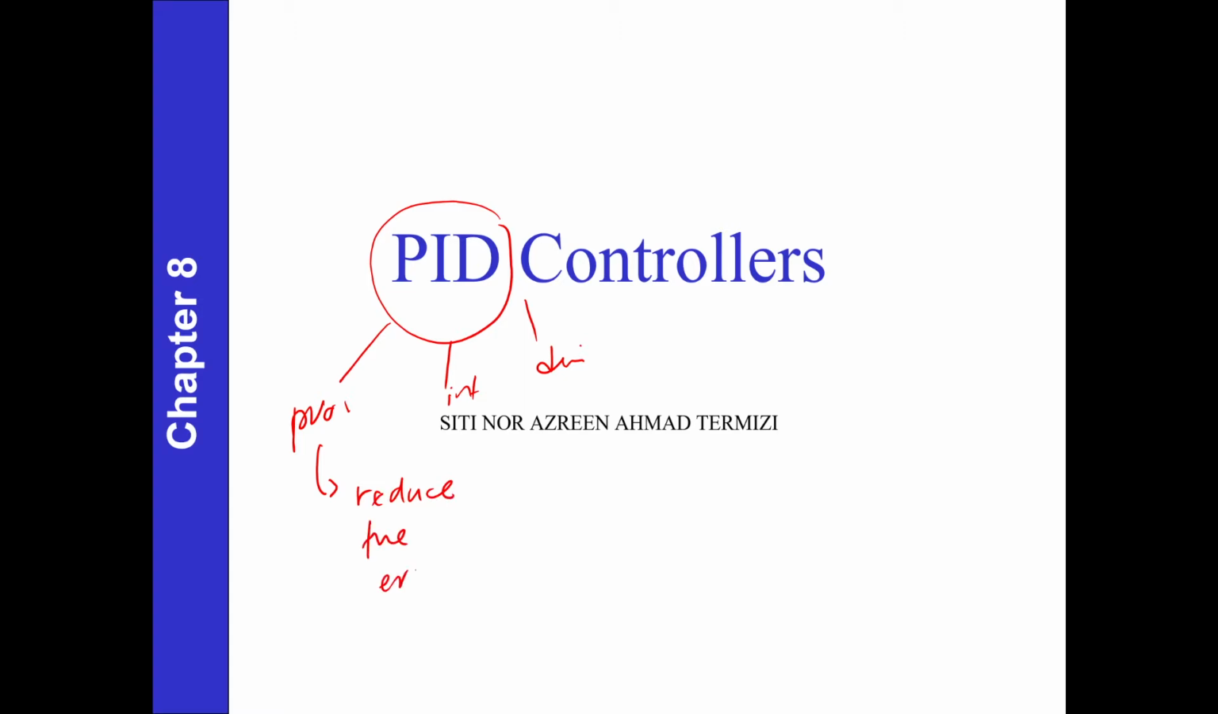It reduces the error. For integral, it will eliminate the error. For derivative, it will counter the error that changes with time. Whether the error occurs at a specific time, very fast or very slow, for a short time or for a long time, that is the function of derivative.